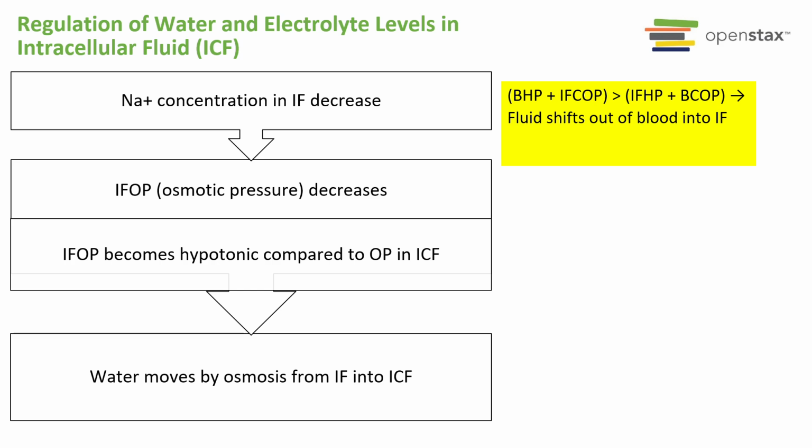Here, if we follow this flow chart, you can see that when you have a change in the concentration of sodium ions in the intracellular fluid, such as a decrease, this has an immediate impact on the interstitial fluid osmotic pressure, which will also decrease. As a result, it becomes hypotonic compared to the osmotic pressure in the intracellular fluid. As a result, water will move by the process of osmosis from the interstitial fluid into the intracellular fluid.